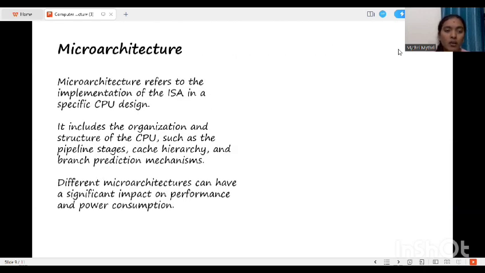Microarchitecture refers to the implementation of ISA in a specific CPU design. It includes the organization and the structure of a CPU such as pipeline stages, cache hierarchy, and branch prediction mechanisms. Different microarchitectures can have a significant impact on performance and power consumption.